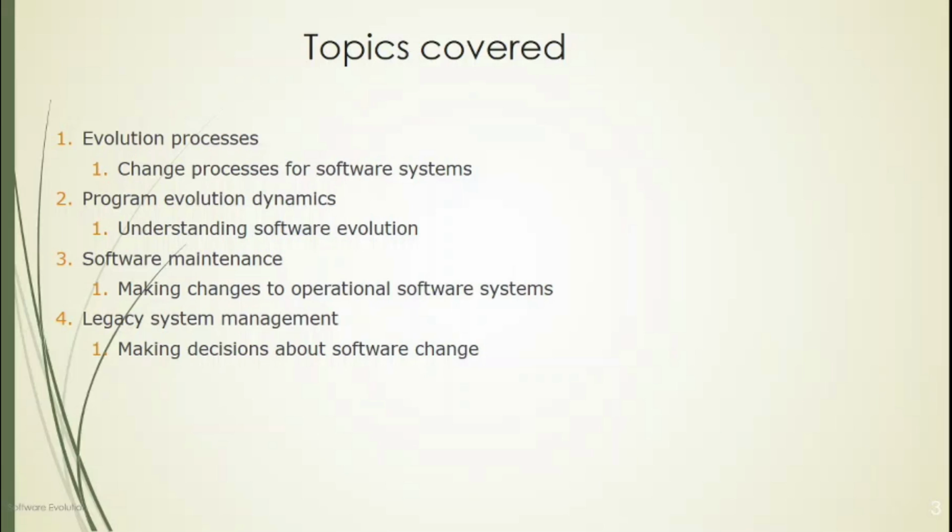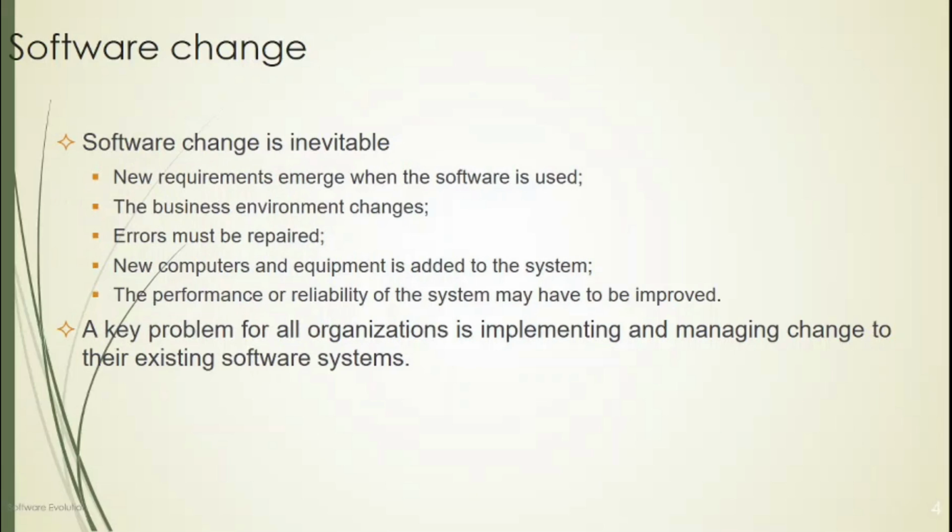We will see that in this software evolution topic, and in this we have evolution process, programming, evolution dynamics, software maintenance, and legacy system management. We will see them one by one in the coming slides. Software change is inevitable. Why? New requirements emerge when the software is used. New changes keep getting updated in the market, and in the same way the software has to be updated as the market changes.